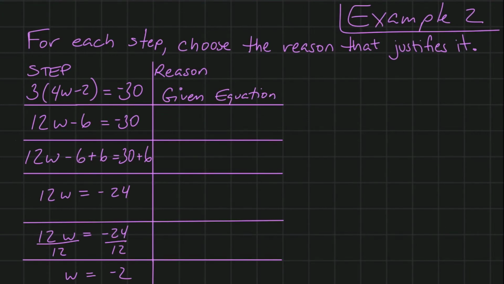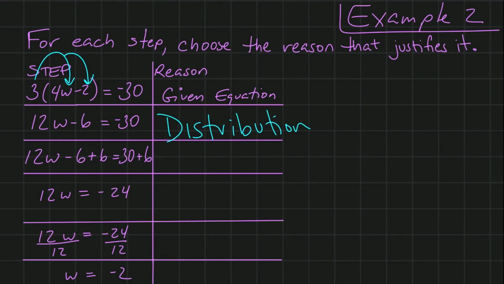All right, so in our next example, we're doing the exact same thing. For each step, we're going to choose the reason that justifies that step. In the first step, we have 3 times (4w minus 2) is equal to negative 30. That's just our given equation. The next step after that, we have 12w minus 6 is equal to negative 30. What happened between those two steps? We distributed the 3 to the 4w and also to the negative 2. So 3 times 4 is 12, 3 times negative 2 is minus 6, and that's going to equal the negative 30. So this is going to be distribution.